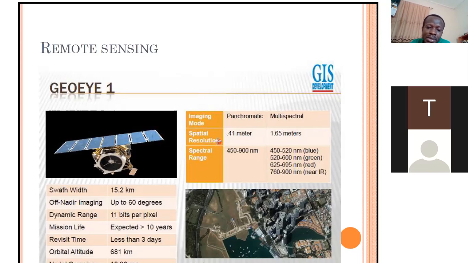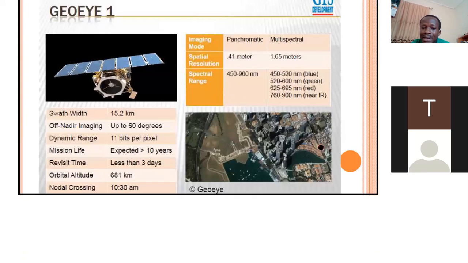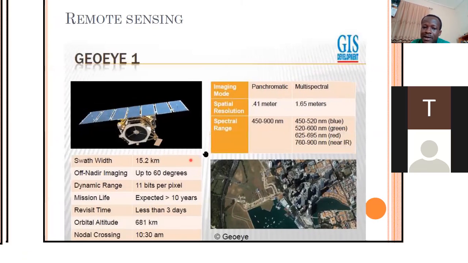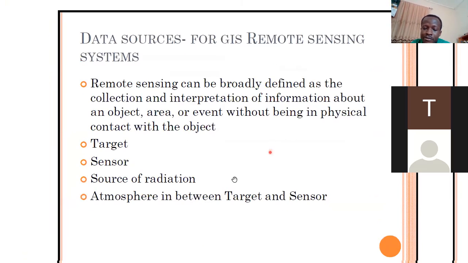Now, resolution also refers to how we can distinguish the objects. Spatial resolution is actually about how we can distinguish between the objects, while spectral resolution really refers to the part of the electromagnetic spectrum that is being measured by the sensor. Remote sensing is very, very interesting.